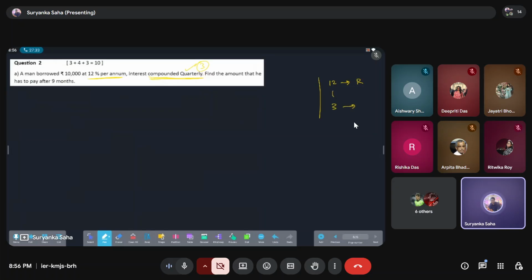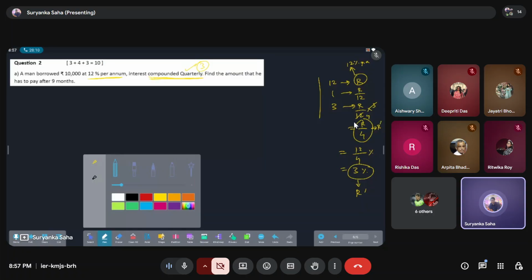For 1 month it will be R by 12. For 3 months it will be R by 12 into 3. If you cancel it out, it will be R by 4. So this is your adjusted rate, that is R dash you can say. The rate is given 12% per annum, so R value is 12. So it will be 12 by 4%, that is 3%. So this is your adjusted rate, R dash. You can directly put it without any adjustment further.